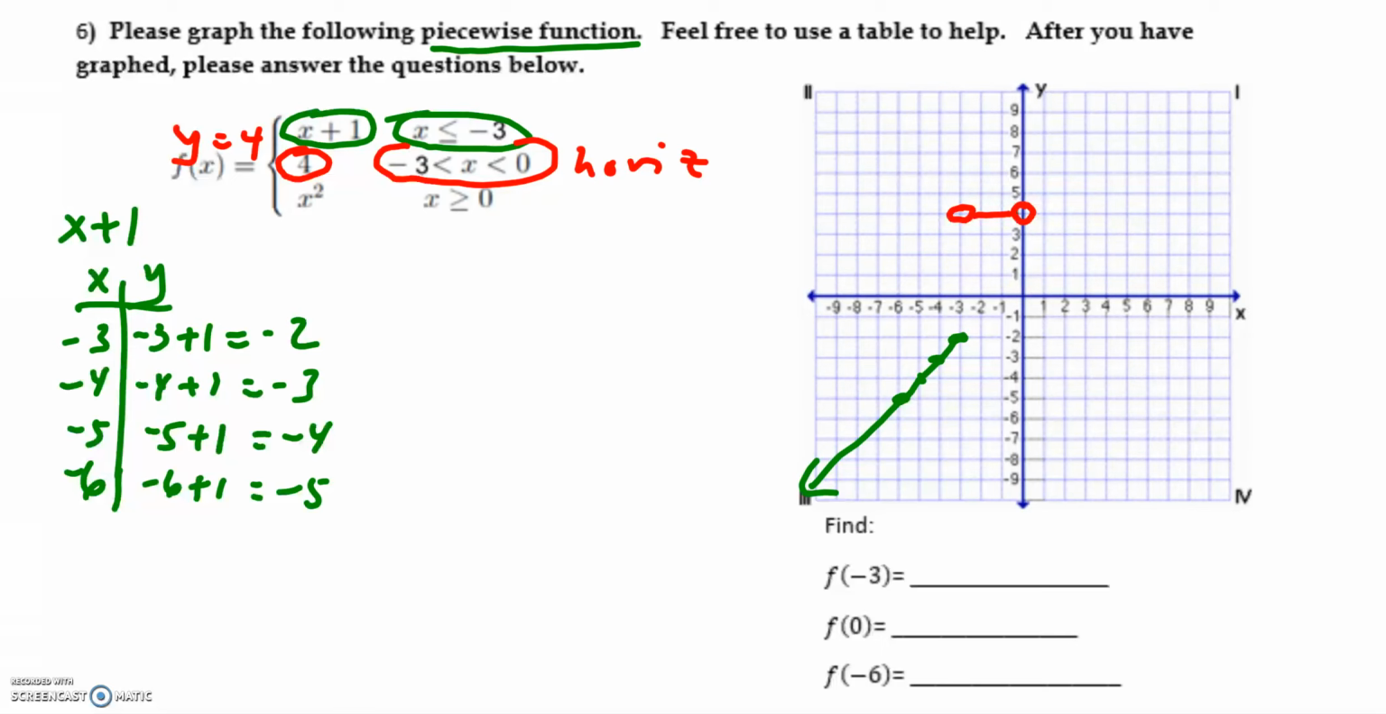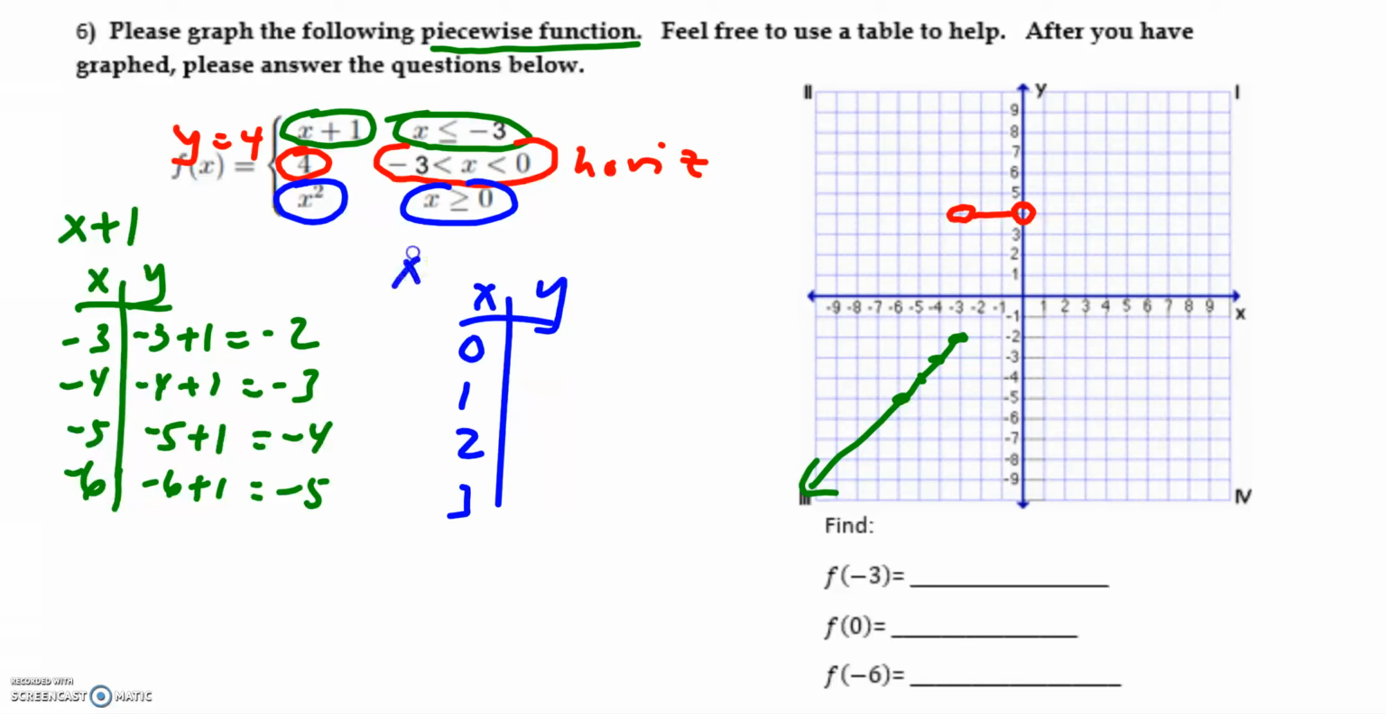Last but not least, if I have this blue graph, x squared, it exists when x is greater than or equal to 0. So I would start at 0. Greater than 0 is 0, 1, 2, 3, at least to start. I plug those all into x squared. 0 squared is 0, 1 squared is 1, 2 squared is 4, 3 squared is 9.